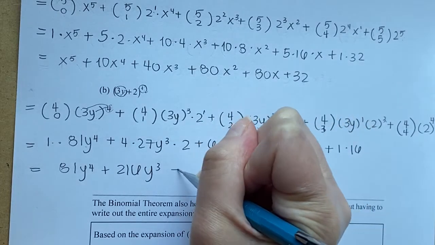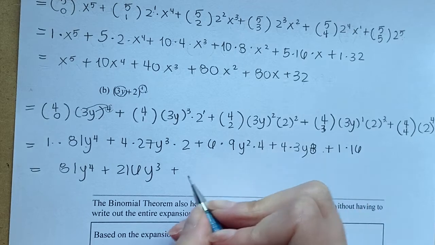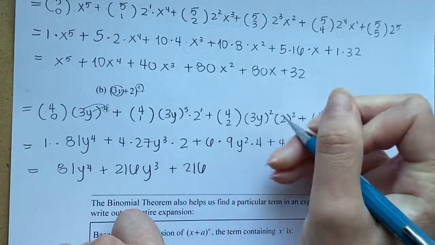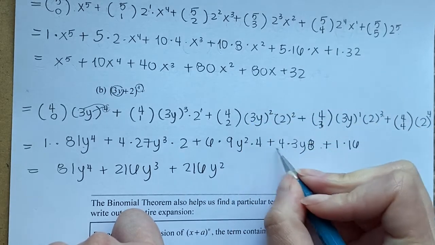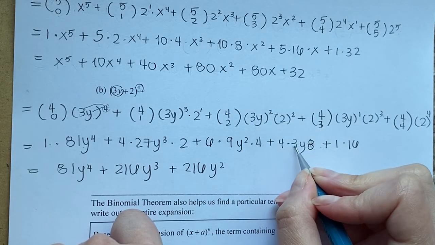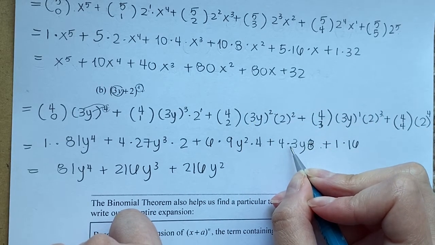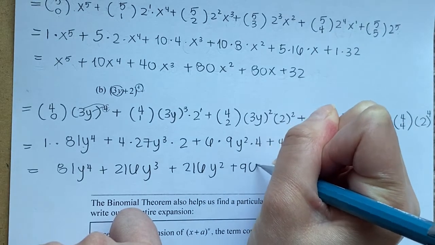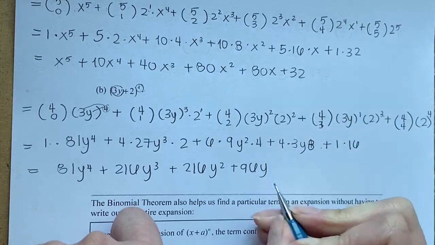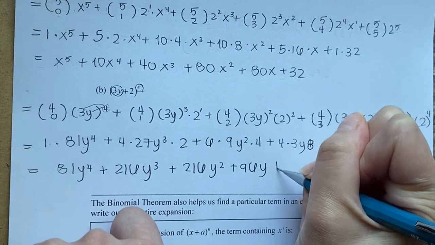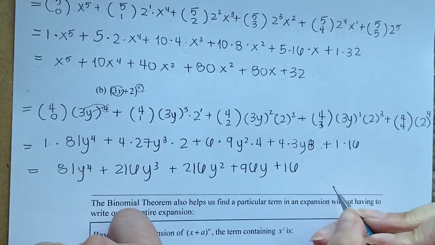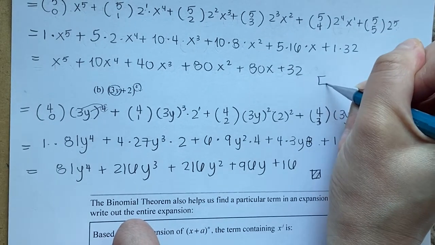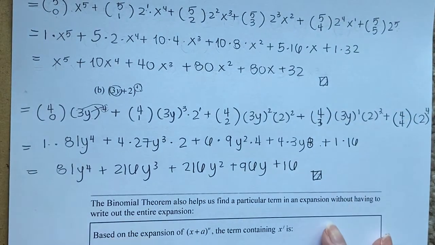Okay, plus you have this times this times this. That one is going to be 216y to the power of 2. This one is basically 12 times 8, which is 96y, plus, and then the last one is going to be 16, and that's it. So that's your expansion here and here. Any questions on that one?